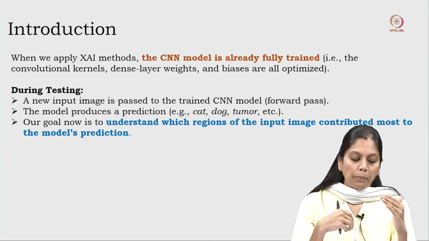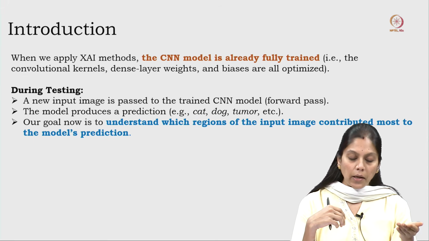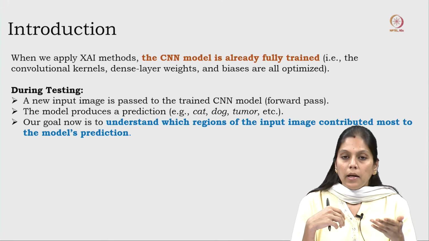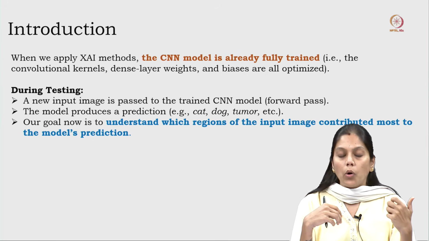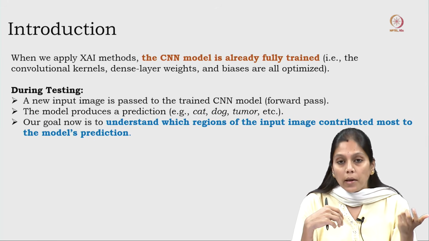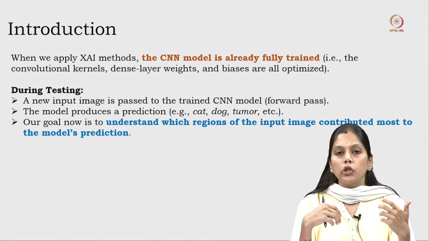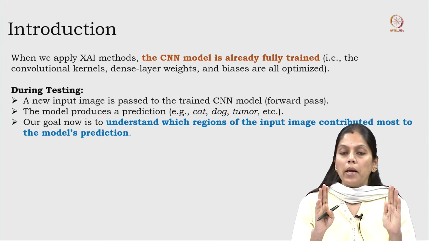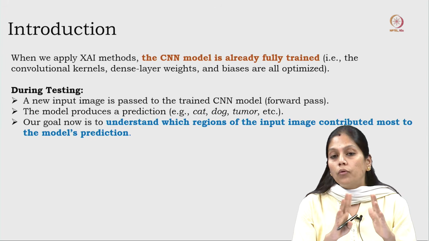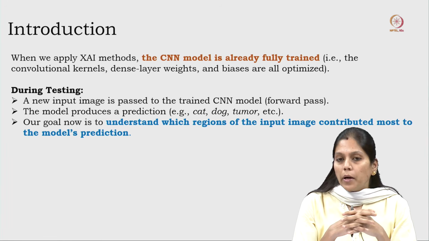So, suppose you are using the underlying model as a CNN, and you want to interpret the results on images, the underlying architecture will be a CNN model. The CNN model here will be already fully trained. What is the meaning of this particular line?